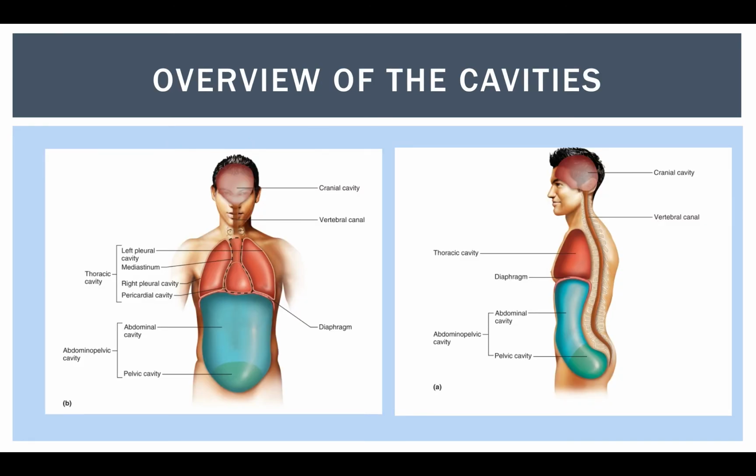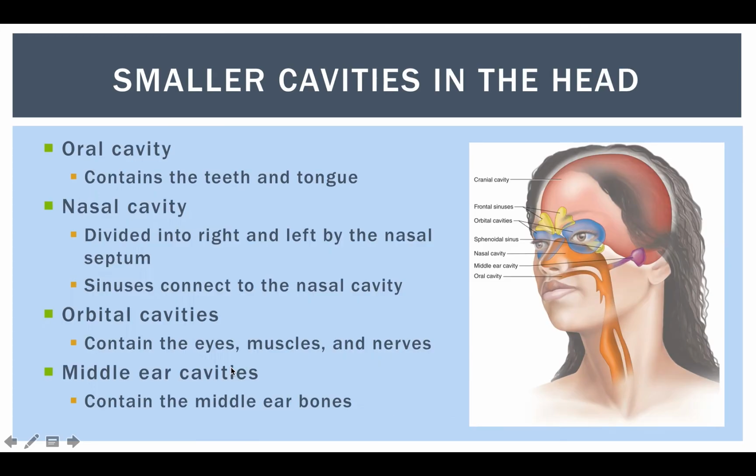Again, if we look at the cavities, you have an anterior or front view and a lateral or side view. You can see you have the cranial cavity, the vertebral canal goes right down the back, the thoracic cavity in red with the mediastinum in the dashed line in the middle on this left diagram. You then have the abdominopelvic cavity, which is here in blue and green overlapping, the blue being the abdominal and the green being the pelvic cavity.